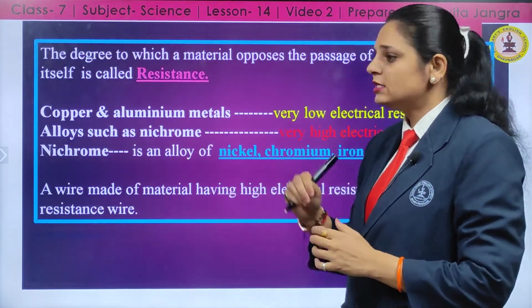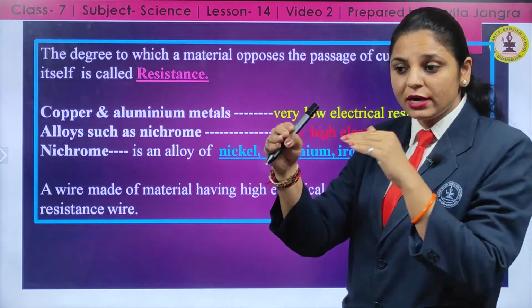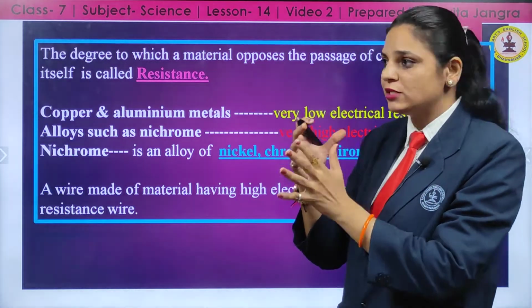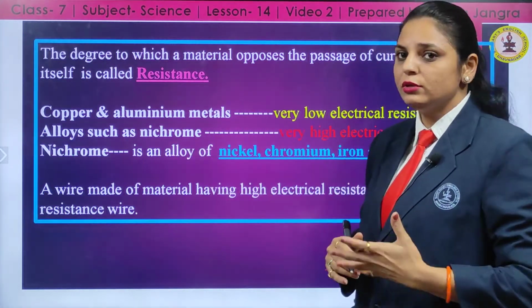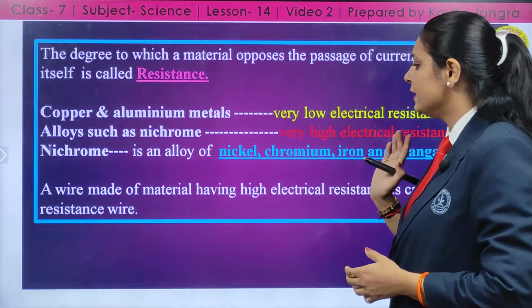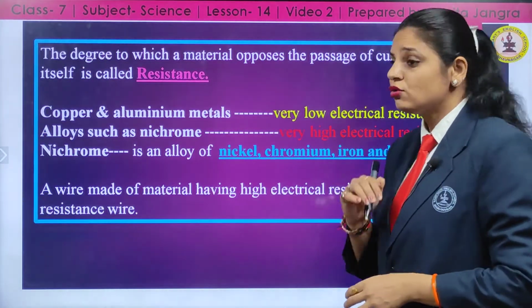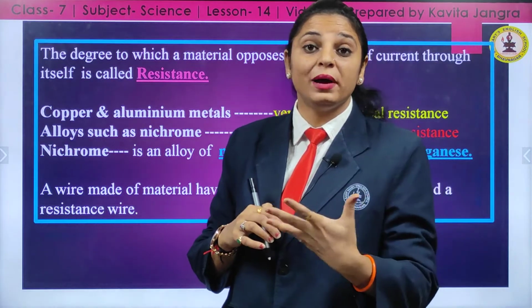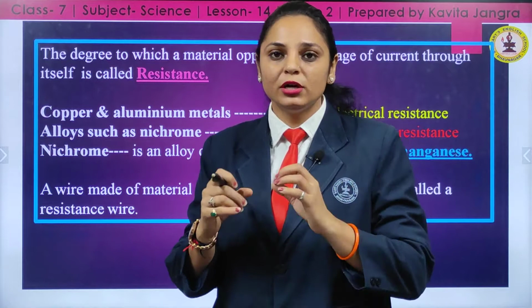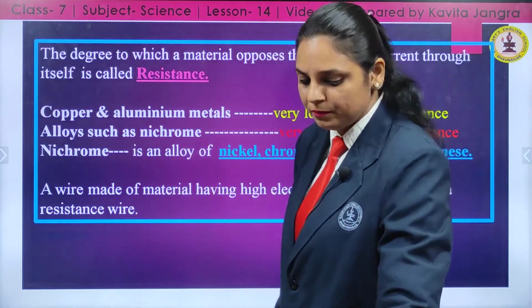An alloy such as nichrome has very high electrical resistance. When electric current flows through it, it opposes it. It is very difficult for the electrons to pass through it. Nichrome is an alloy of nickel, chromium, iron and manganese. A wire made of material having high electrical resistance is called a resistance wire. Why resistance wire? Because its opposition to the electric current is more, since it is very difficult for the current to pass through it. It opposes the electric current.